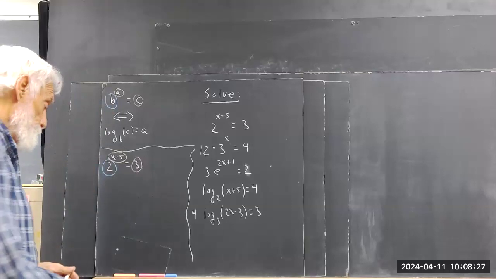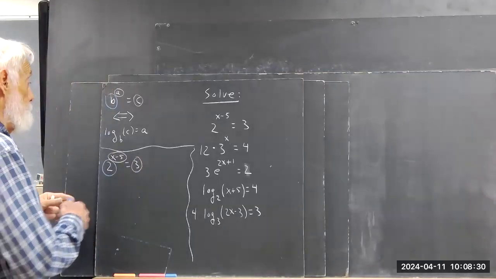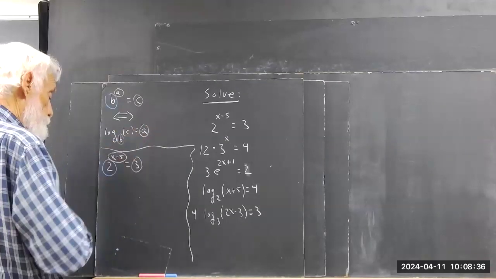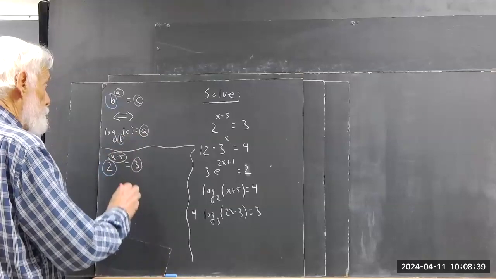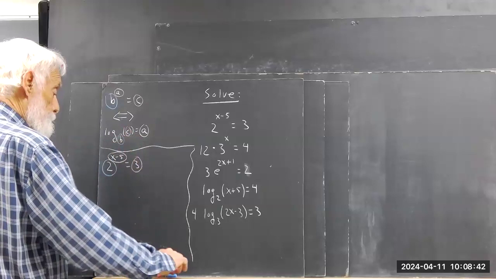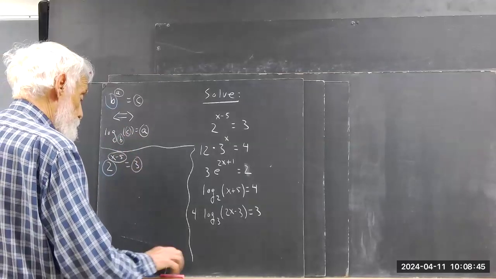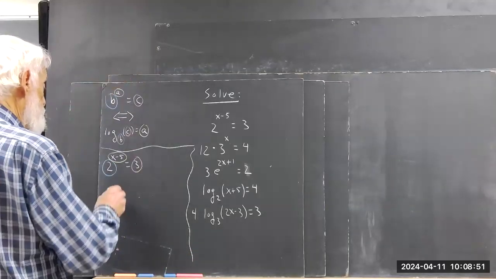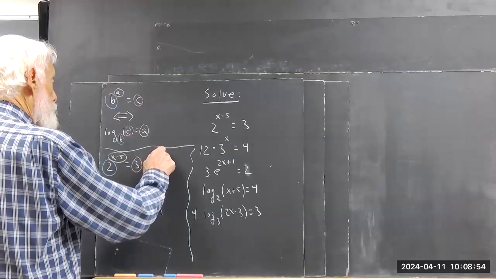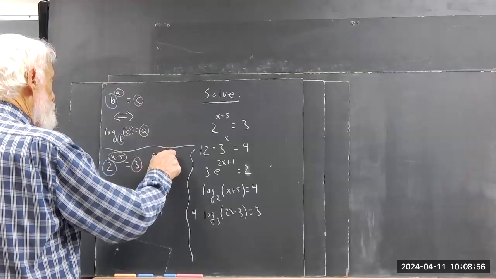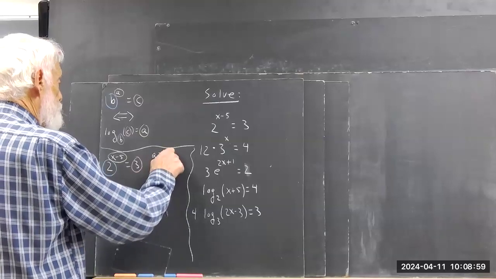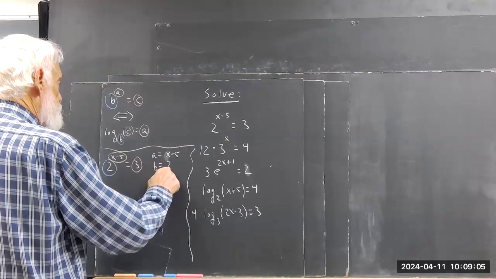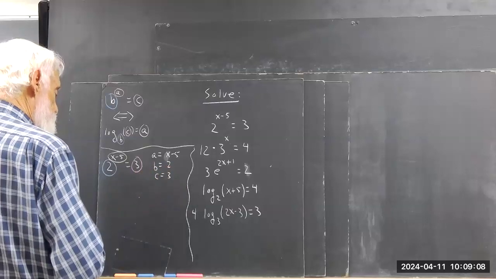Now, where does B go? B goes here. A goes here. And C goes here. So maybe the colors help, maybe they don't. But this is of this form with A equal to x minus 5, B is equal to 2, and C is equal to 3.